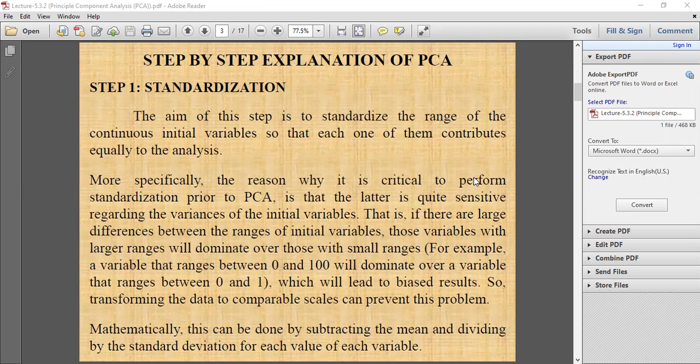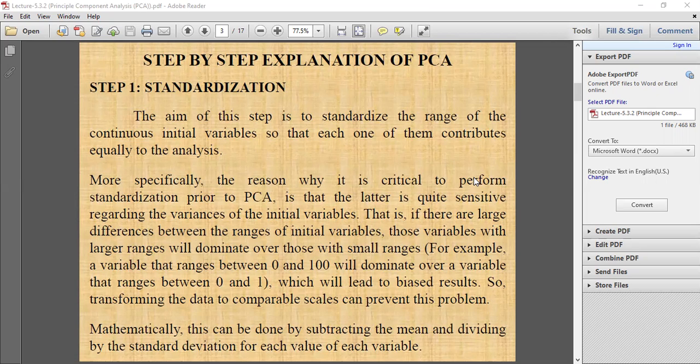So these are the step-by-step explanation of PCA. The first step is standardization. The aim of this step is to standardize the range of the continuous initial variables so that each one of them contributes equally to the analysis.